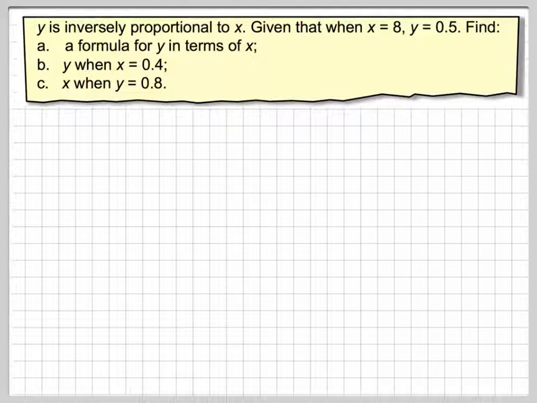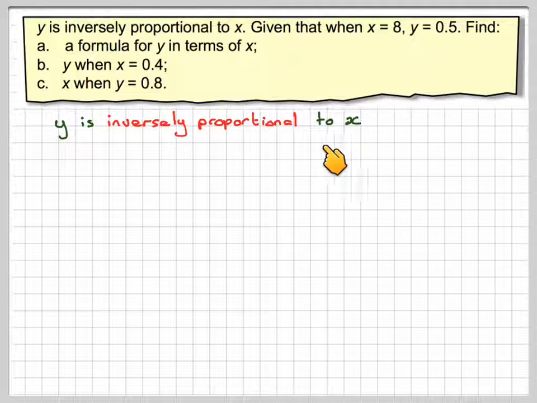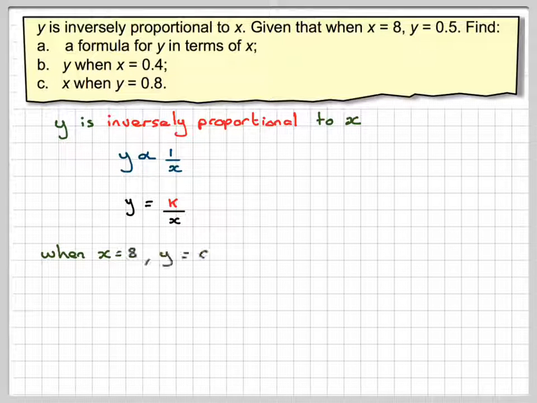So going back to our problem, we've got y is inversely proportional to x, and so we write that y is proportional to 1 over x. That's what inversely proportional means. This means as one increases, the other decreases, and vice versa. So, carrying on like we've done before, y will be equal to k over x. And when x is equal to 8, y is equal to 0.5. That will allow us to find k.